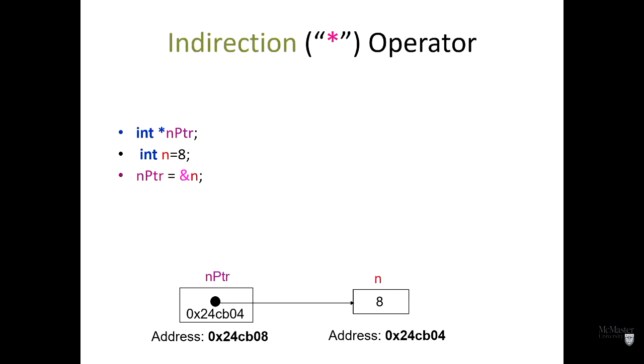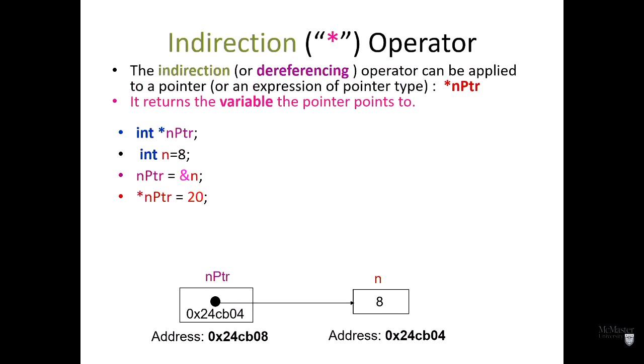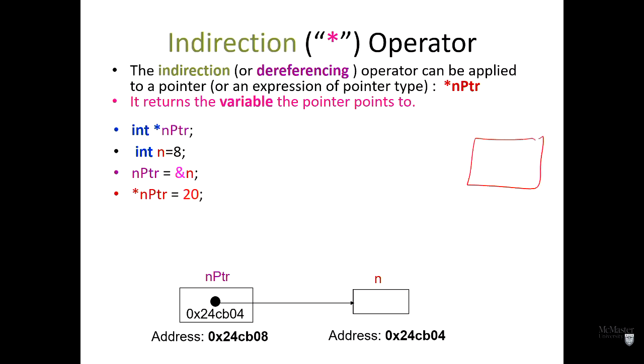Good. So this is what we have done. Now I'm changing the value the n pointer points to, to 20. And this in C has a kind of complex name that is called indirection or dereferencing. And basically, it just changed the value. So how would I explain this? Okay. So now this is my memory. I have n here. I have n pointer pointing to this one.